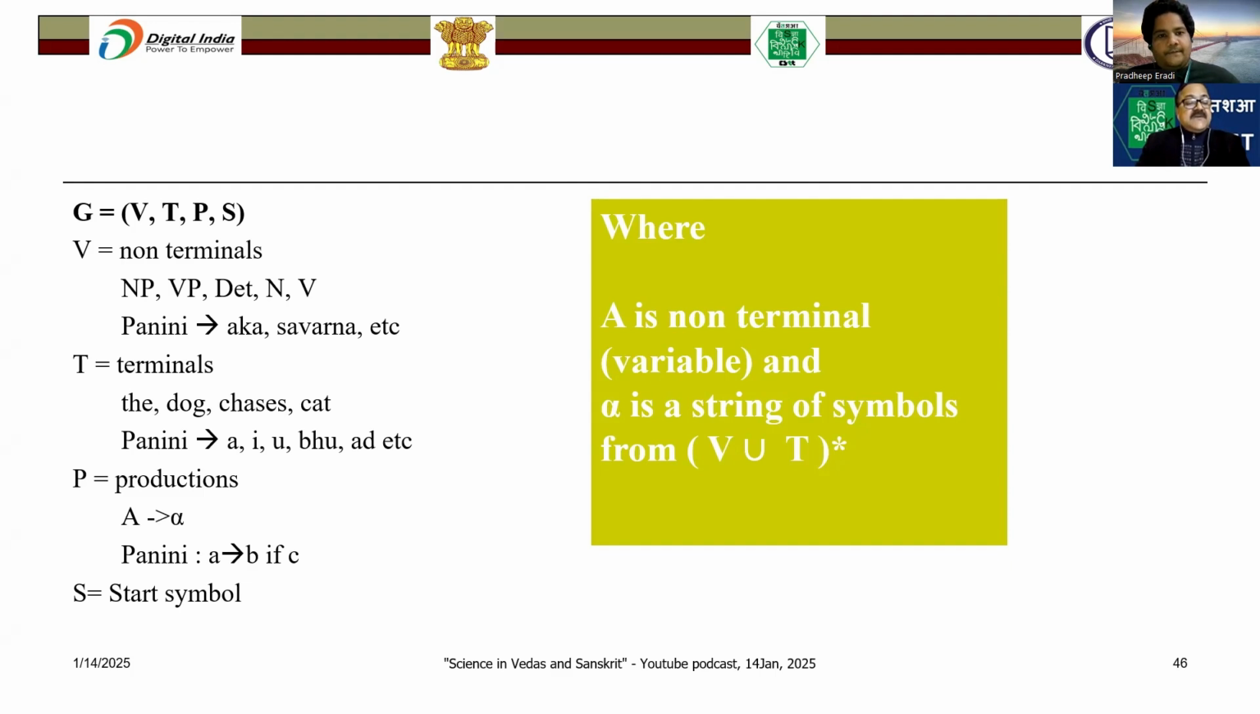Productions in Chomsky are A goes to alpha, but in Panini, A goes to alpha if beta, A goes to B if C. Always. All the rules are like this: Aka Savarni Dirgha, Aka becomes a Dirgha if Savarna follows. Iko Yan Achi: Ik becomes Yan if Ach follows. Always.